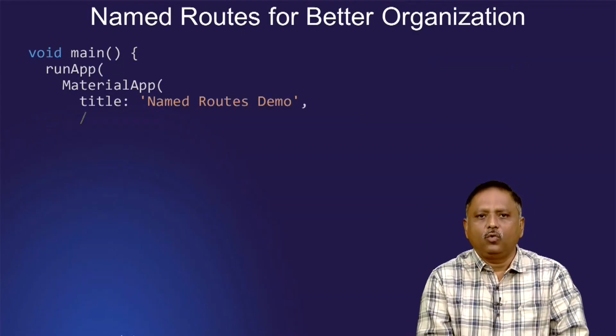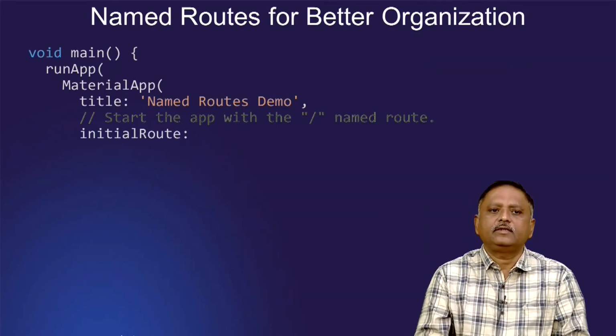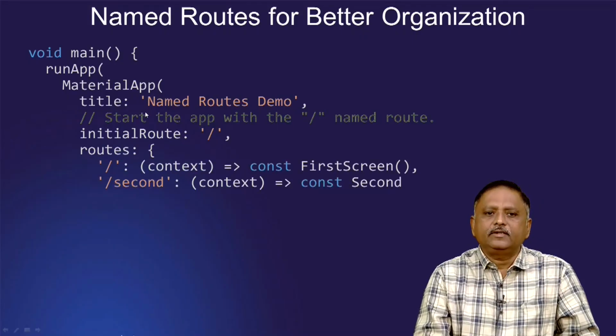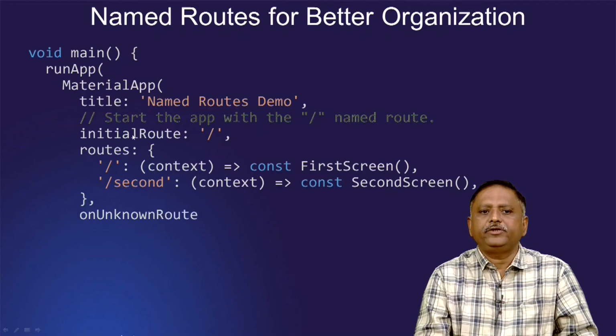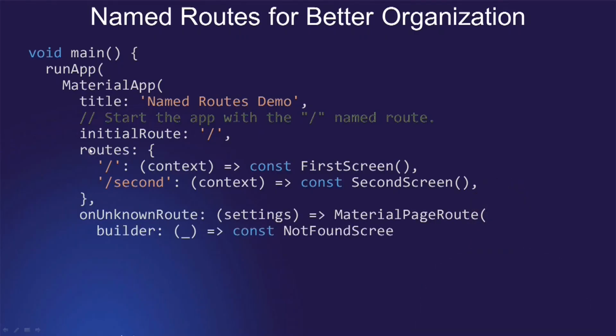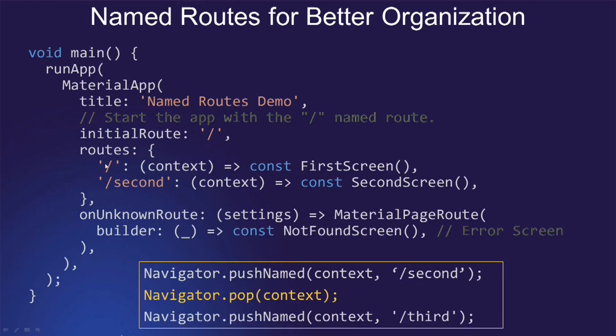Now here is the code for how it works. Inside runApp we define MaterialApp, and inside that we can define the initial route, which is a slash, and we can define other pages using routes. Here I define slash, which is my first screen, and /second, which is my second screen. So we define the initial route, which is the first screen, and we define other pages like these using routes.